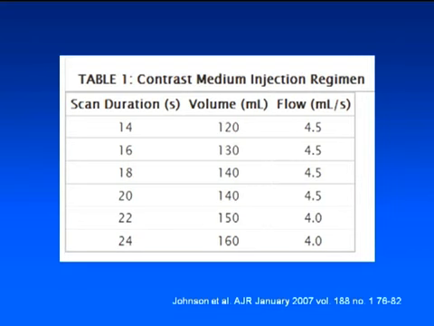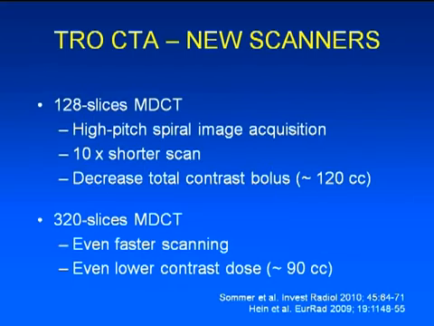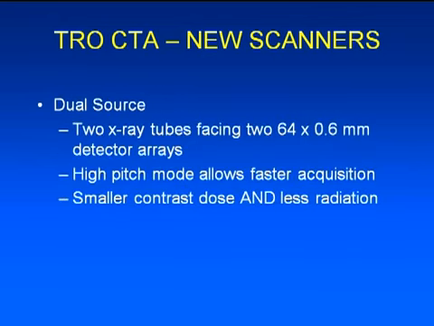With the new scanners, things are getting a little better. If you have a 128-slice multi-detector CT, you can use a high-pitch spiral image acquisition, which leads to a 10 times shorter scan time, so you can decrease the amount of contrast you're giving. If you use a 320-slice multi-detector CT, it's even faster, so you can lower your contrast bolus even more. With the dual source, the same thing. It has a high-pitch mode that allows faster acquisition, so you can use less contrast. And the good thing about dual source is you also have less radiation.